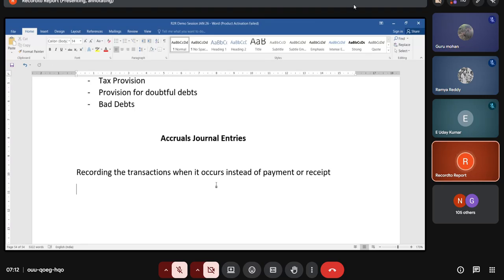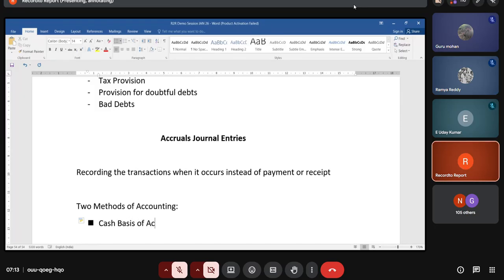So accrual is recording the transactions when they occur instead of on payment or receipt. That means the transaction is to be recorded when it happens, not on the payment date. That is called the accrual concept of accounting. There are two methods of accounting. What are those? One is the cash basis of accounting.